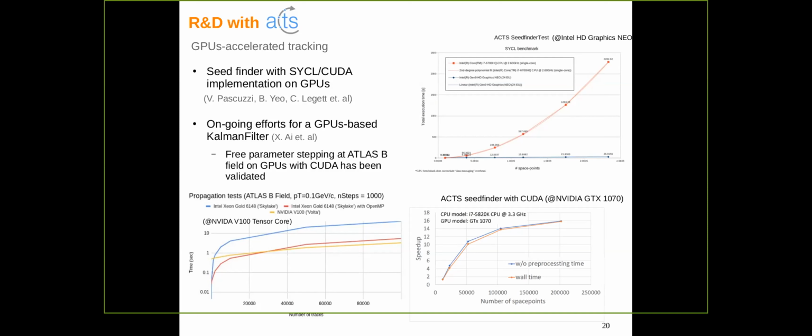GPU. And recently, we have started the efforts to implement our GPU-based Kalman filter as well. But this is not so straightforward. But we currently have barely managed to transcribe the ACTS propagator, the ACTS stepper onto GPU, and have seen some speed up as shown here with the yellow color. But this is a very preliminary result and has not been optimized yet.